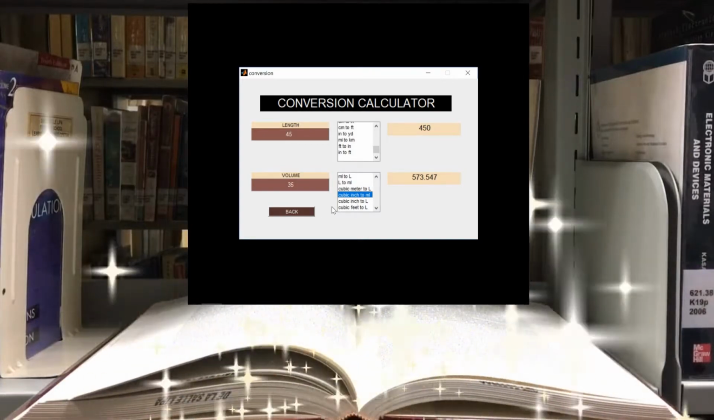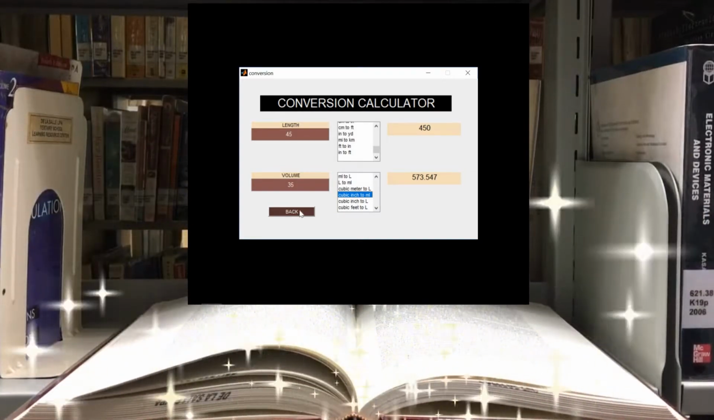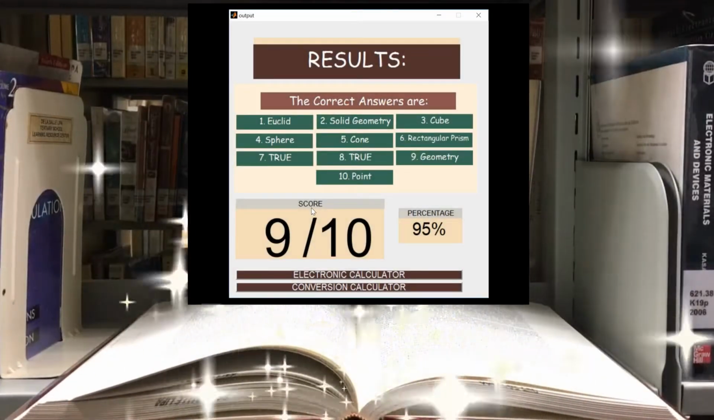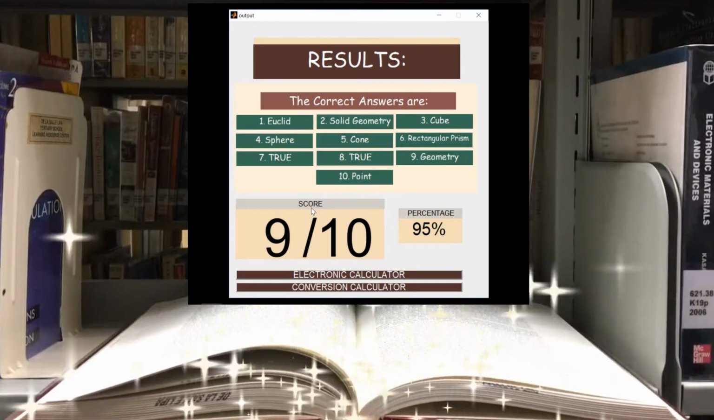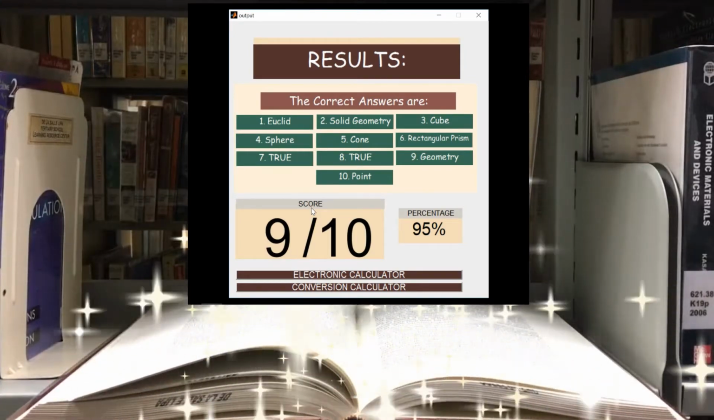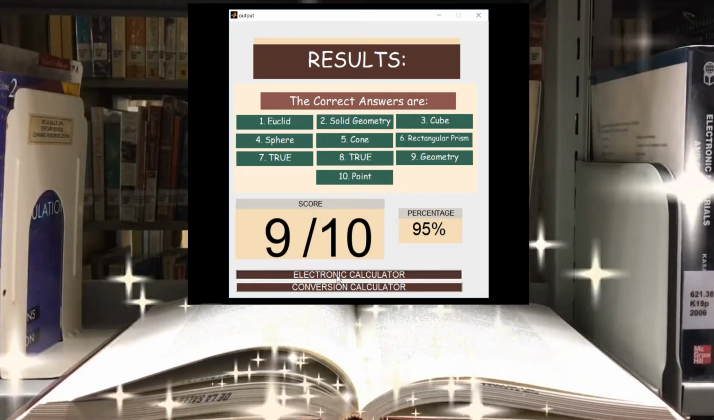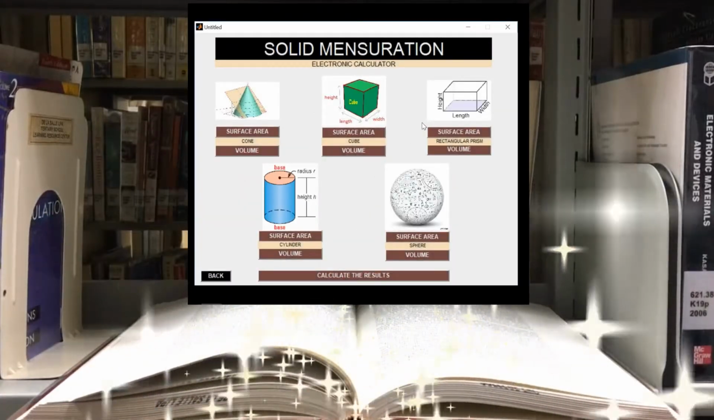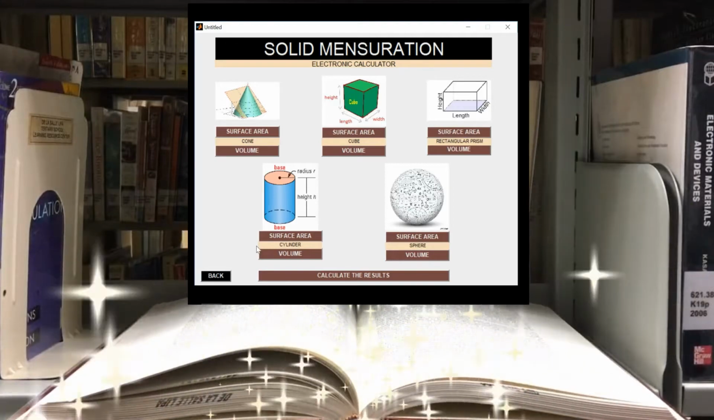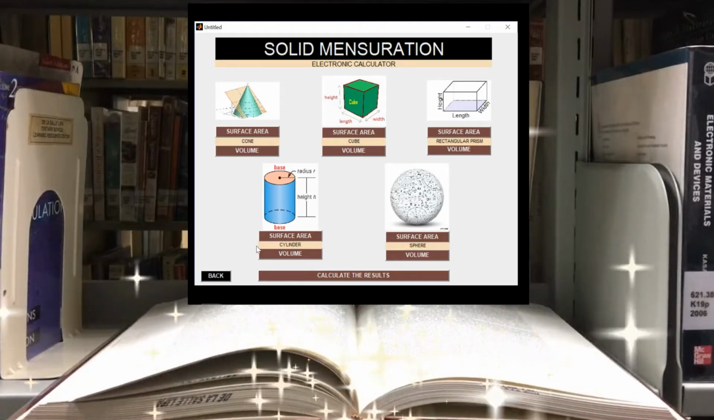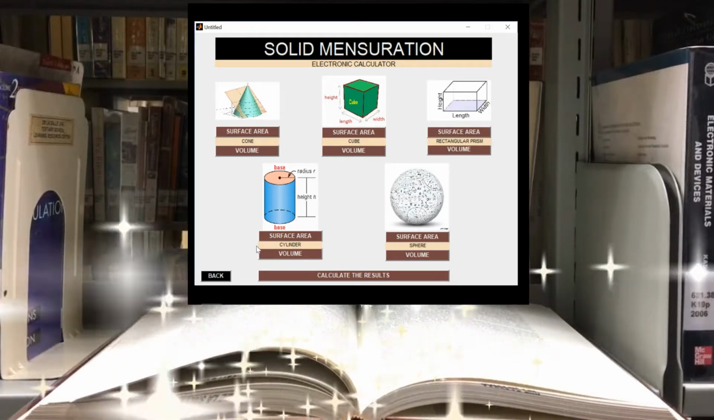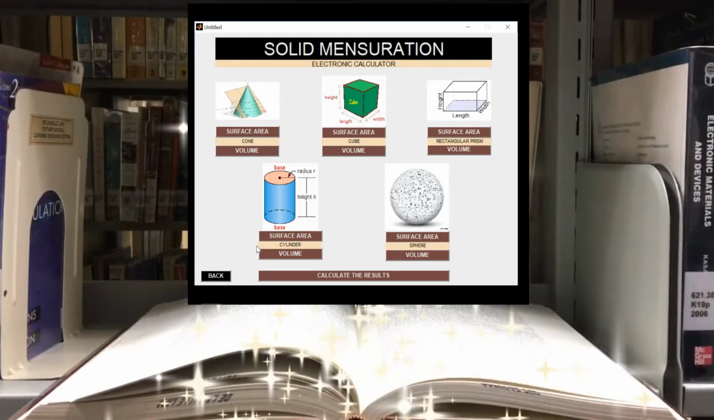If you're asking why we put a conversion calculator in this portion, it's because at some moment the user may want to convert values before using the electronic calculator. It is easy because it is also compacted here in our codes. So once again, this is our solid mensuration electronic calculator, all in one book only, electronic books. So you better choose this one, sir.